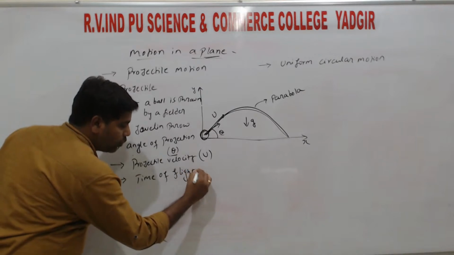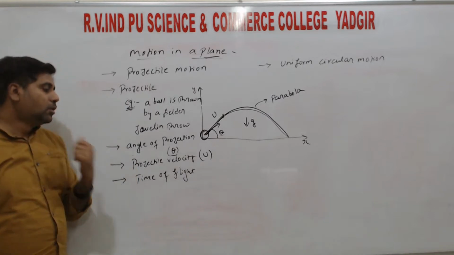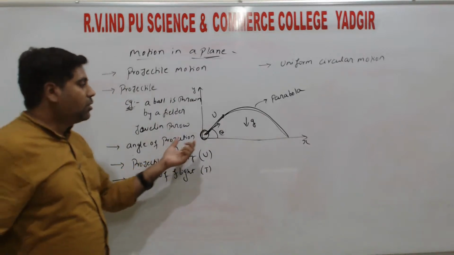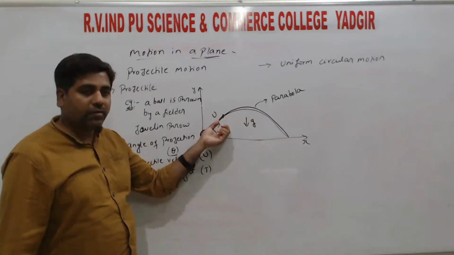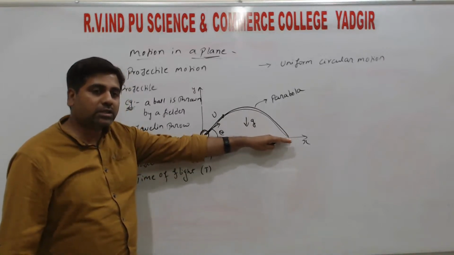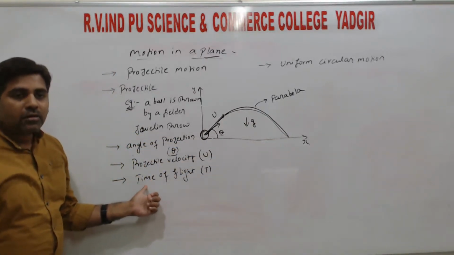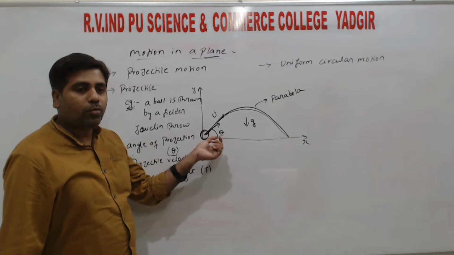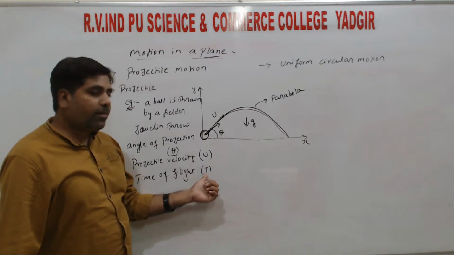So next is time of flight. All these definitions are important, so you need to remember or mark all these definitions, right? Time of flight is denoted by t. It is the time in which the projectile is in air. If we project an object, how much time it stays in the air before it reaches the ground, how much time it takes to reach the ground again, we call that time of flight, right? What is time of flight? The time during which the projectile is in air, and it is denoted by capital T.